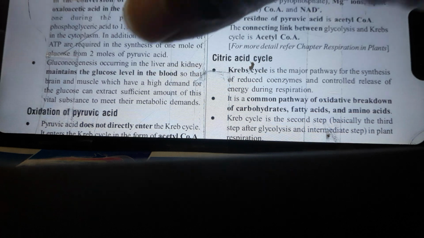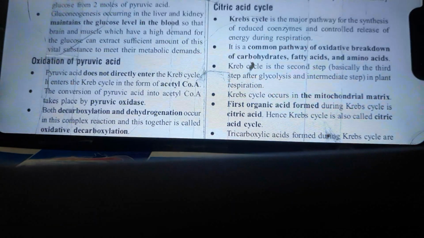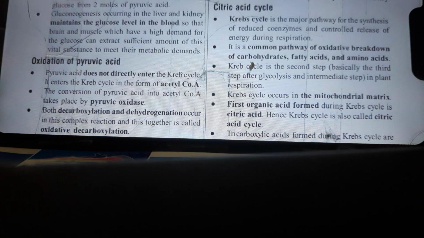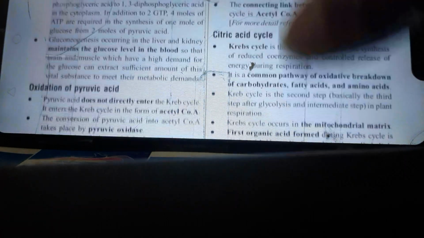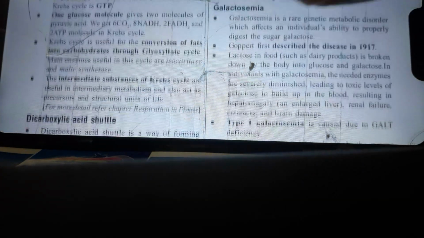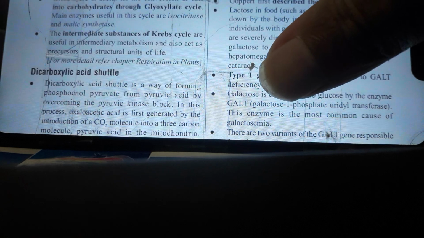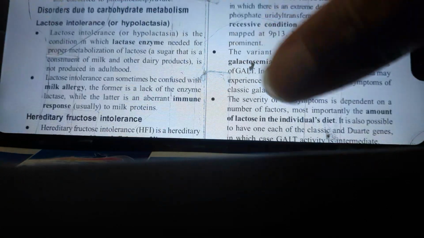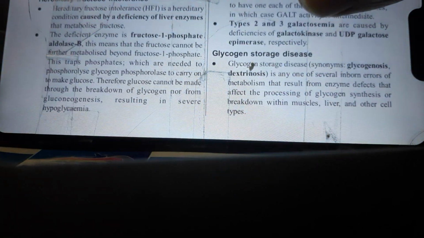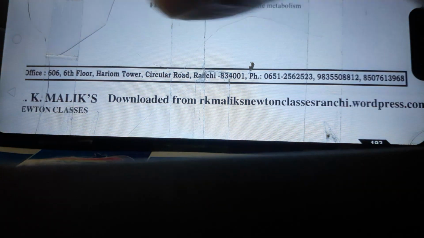We'll meet you tomorrow with the remainder of the portions, starting from oxidation of pyruvic acid. That is followed by the citric acid cycle, right? And then we will be having the dicarboxylic acid shuttle. Then disorders due to carbohydrate metabolism, hereditary fructose intolerance. All right? Okay.